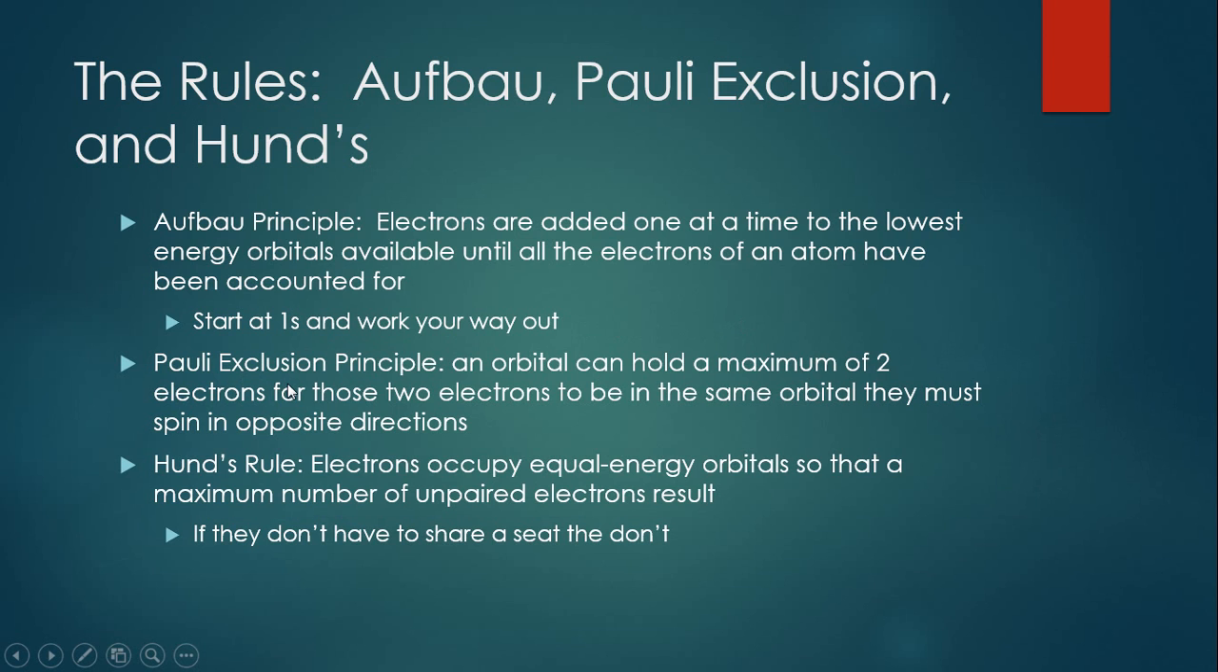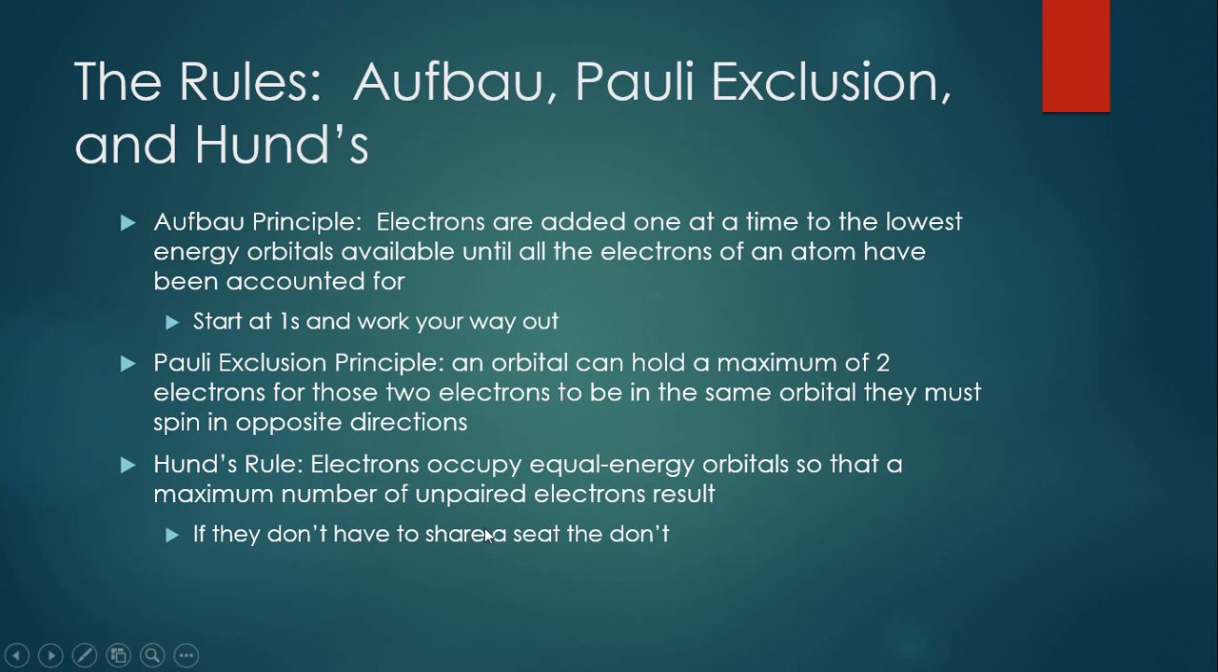Pauli exclusion principle. I mentioned this a little bit earlier, but an orbital can hold a maximum of 2 electrons, and for those 2 electrons to be in the same orbital, they must spin in opposite directions. And Hund's rule says that electrons occupy equal energy orbitals so that a maximum number of unpaired electrons result. Again, we talked about this earlier. If they don't have to share the same seat, they don't.